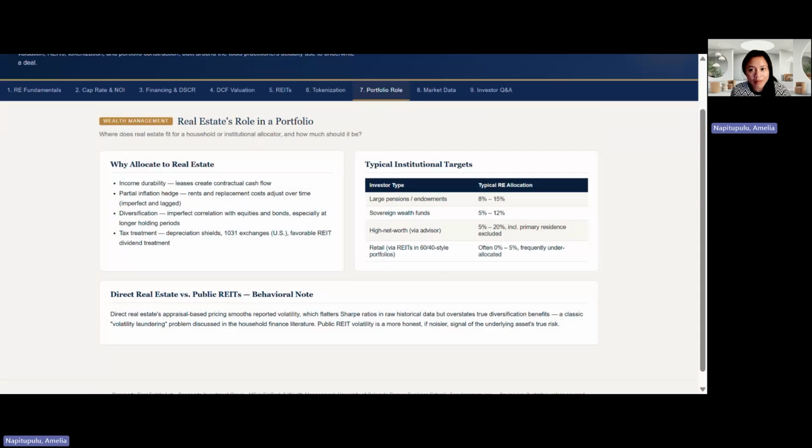Why own real estate at all, alongside the stocks and bonds that are already in your portfolio? So this section right here points to income durability, a partial inflation hedge, added diversification, and tax advantages. Also, something to note is that direct real estate has a much smoother reported volatility than public REITs. But that's partly an illusion caused by how infrequently direct properties even get appraised. Public REITs trade every day, giving you a noisier but more honest picture of how volatile real estate actually is.